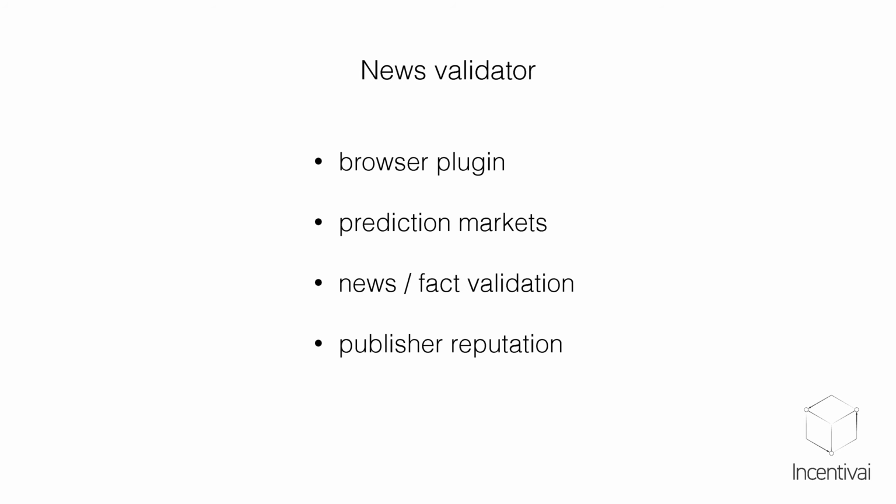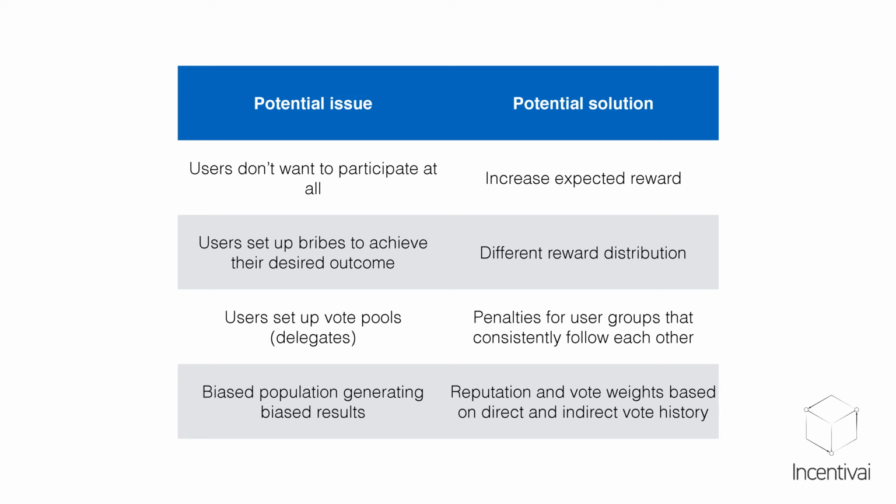Maybe you find out that users don't want to participate at all, so they're not motivated to do the validation of the news. One potential solution would be to try and increase the expected reward for the users. But maybe now the users would set up bribes to bribe the validators and have their fake news validated.